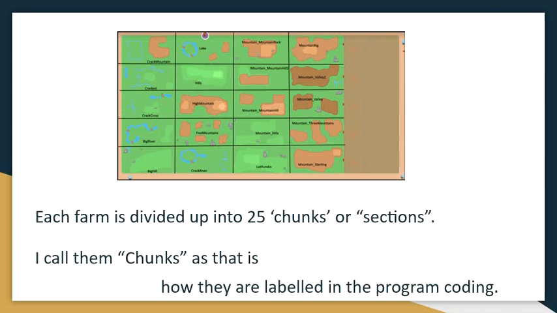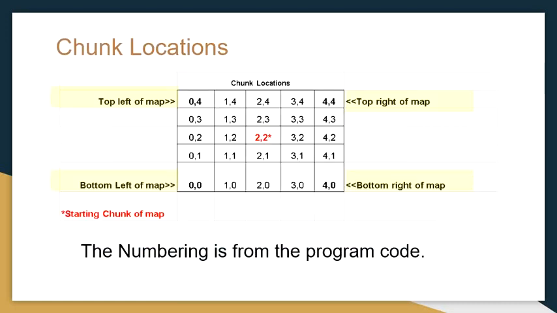Now, each farm is divided up into 25 chunks or sections. And I call them chunks because that is how they are labeled in the program coding. So you have 5 chunks going across the page and 5 chunks going down the page, giving you a total of 25 chunks. Now, this map I'm showing you here doesn't have the last column of sections or chunks because I didn't have them opened up when I was doing this tutorial.